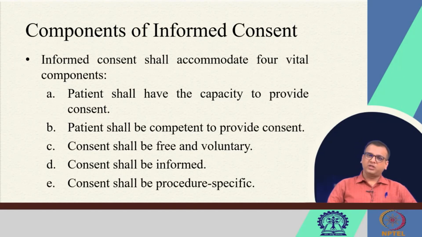The competency should be there: the person should be able to understand and have the knowledge of the purpose for which he or she is giving the consent. Third, it should be free, voluntary and informed, without any force, mistake or coercion. And the last should be procedure specific. What is the procedure to be done? The consent should be taken only for that. The proper procedure should be mentioned with the risk involved in it. So, the consent should be procedure specific. So, these are the 4 main components to be there in informed consent to make it valid.